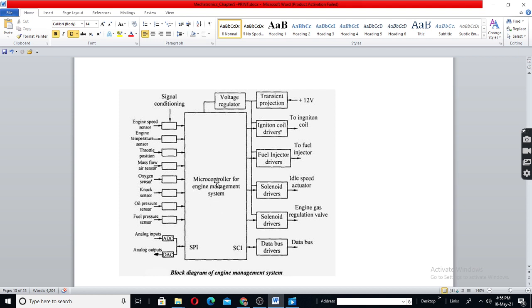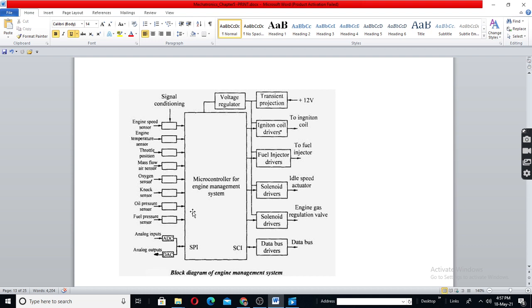So we can say it contains microcontroller plus sensors at the input and drivers at the output. These drivers are given to the engine parts, which are nothing but actuators. And we have interfacing, that is input signal conditioning and output signal conditioning.